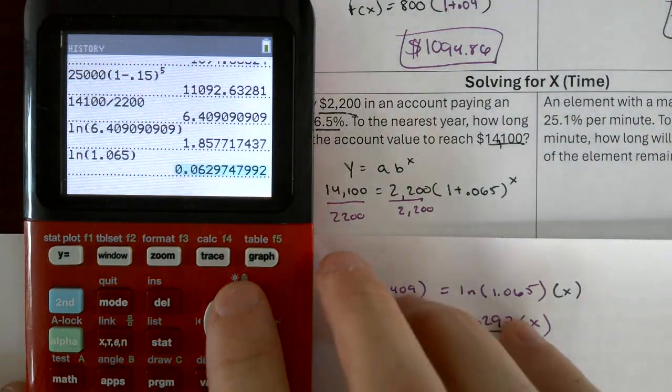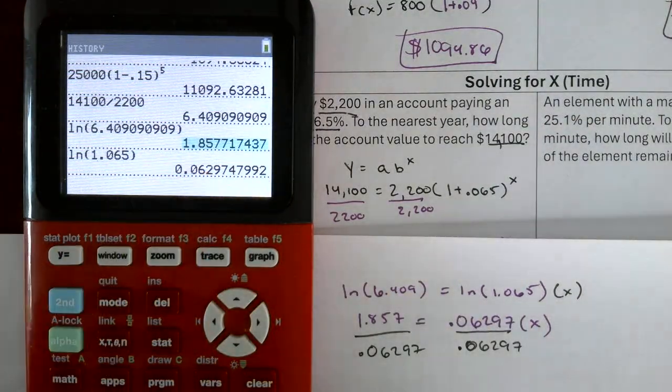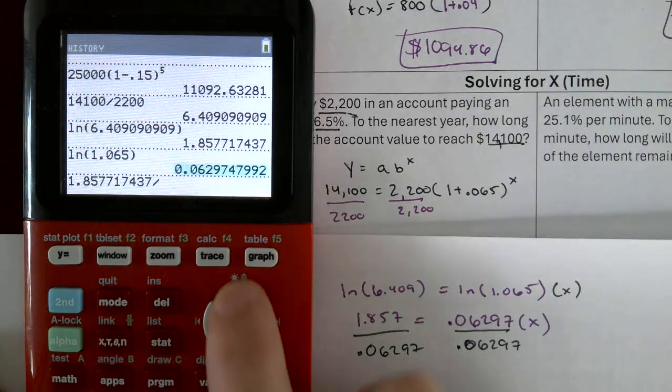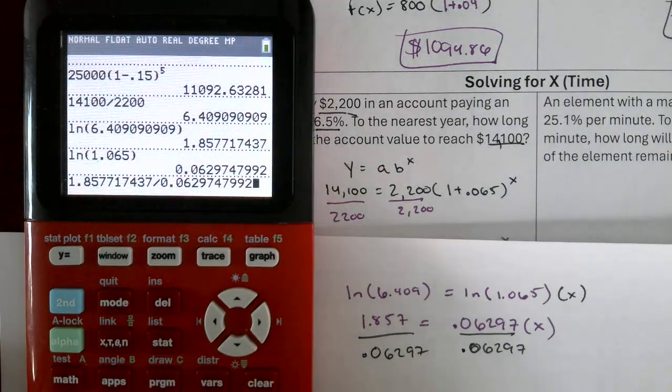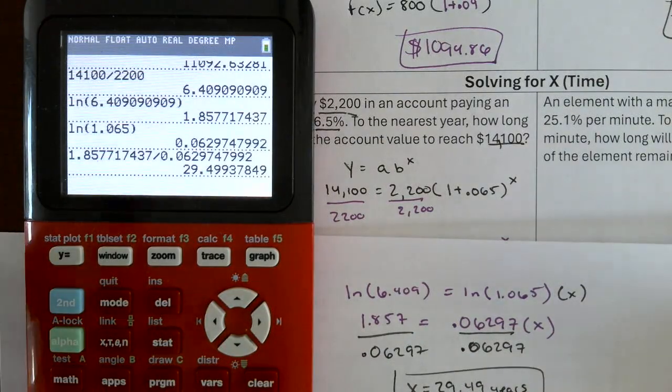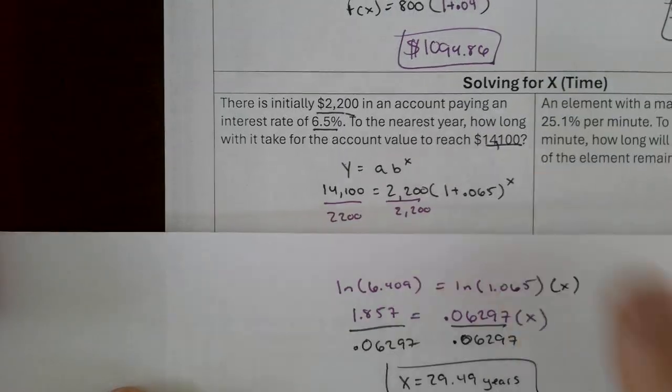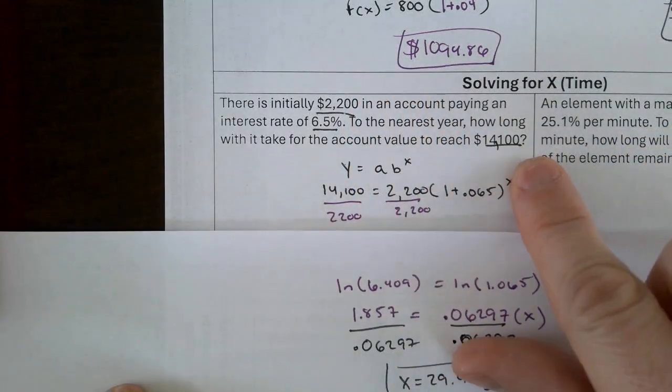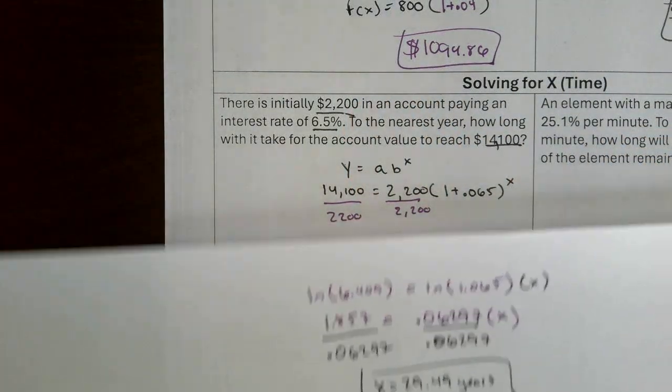I would like to do that in my calculator, so I'm going to take the 1.85 and divide by that. You can cursor up, or you can store it in your calculator with answers. And we get a time frame of 29.49 years. That is quite a bit of waiting, but you went from 2,200 to 14,000 by doing nothing. So it's not that bad.